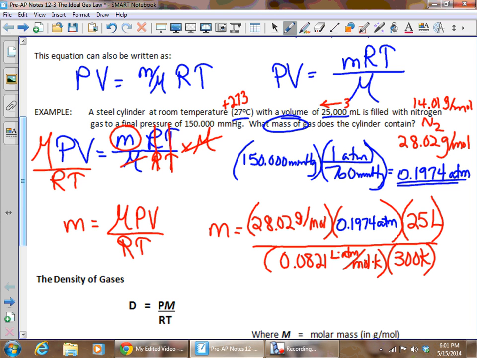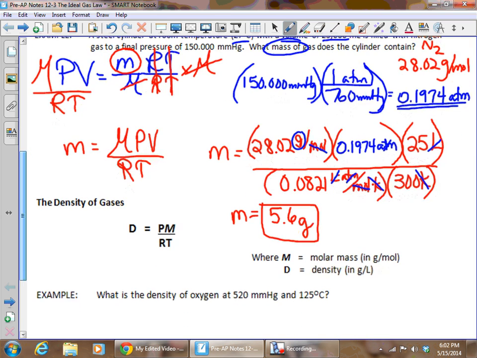Looking at what cancels, looks like our moles cancel, liters cancel, atmospheres cancel, and kelvins cancel. And all we're left with is grams, which is a valid unit for mass. So when we put this in our calculator, remember 28.02 times 0.1974 times 25 divided by 0.0821 divided by 300, we get a mass to 2 sig figs of 5.6 grams. So there's our answer to the first problem.